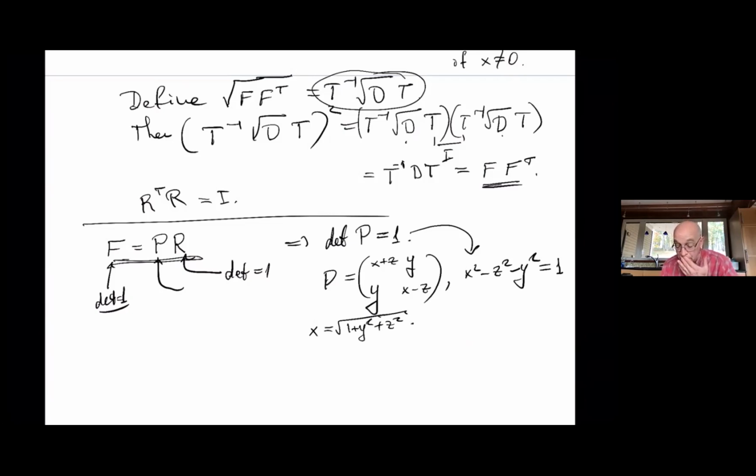And furthermore, now the question is, is X positive? Could X be negative? I didn't write plus or minus, right? I solved this for X, but I only wrote it with a plus. What right did I have to do that?